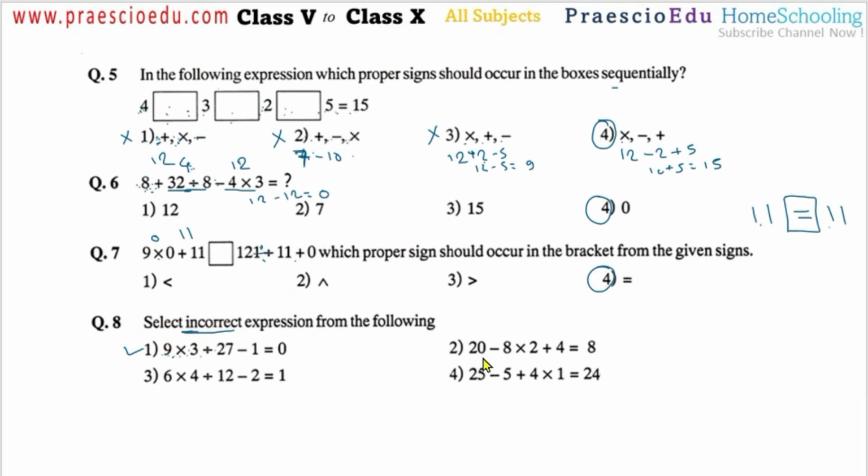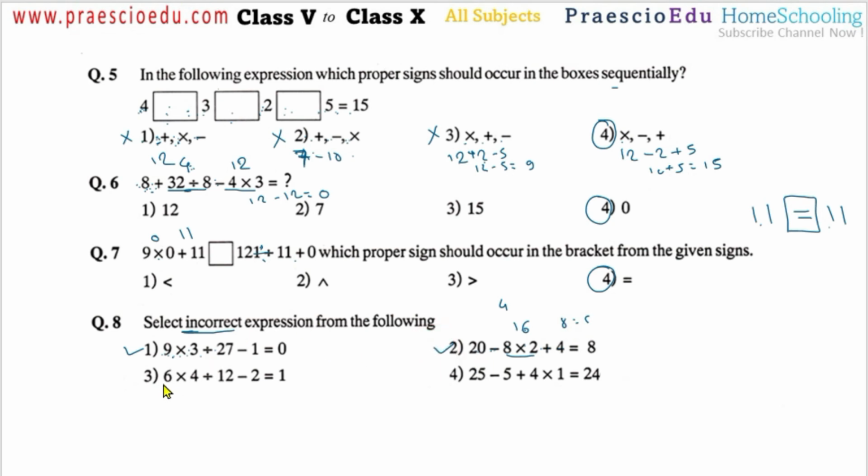So option number 2, 20 minus 8 multiplied by 2 plus 4 is equal to 8. So here first multiplication we have to carry out. So 8 multiplied by 2 is 16. Then 20 minus 16 plus 4. So here left side is subtraction. So 20 minus 16 is 4, and then plus 4. 4 plus 4 means 8. So 8 is equal to 8. So this is correct, but we require the incorrect.